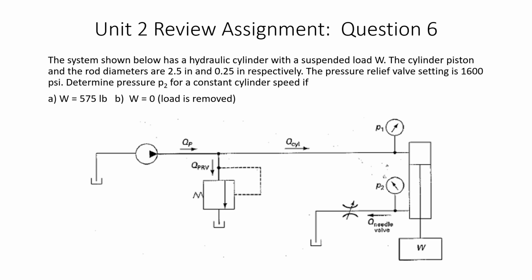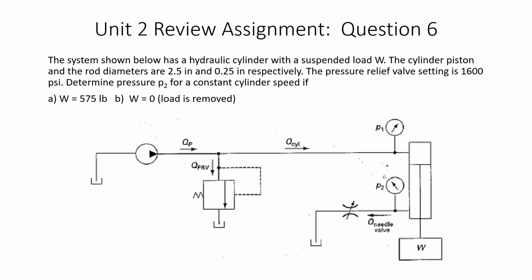Hi everyone. Today we're going to be working on question 6 from the Unit 2 review assignment. This question works on force balance of a pneumatic cylinder. The system shown below has a hydraulic cylinder with a suspended load W. The cylinder piston and the rod diameters are 2.5 inches and 0.25 inches respectively. The pressure relief valve setting is 1600 psi.